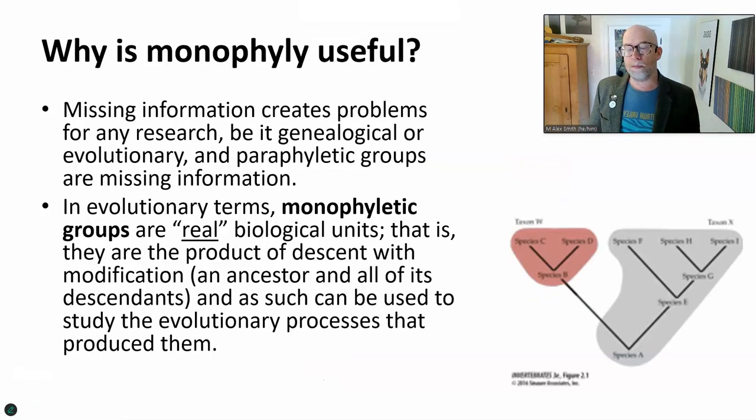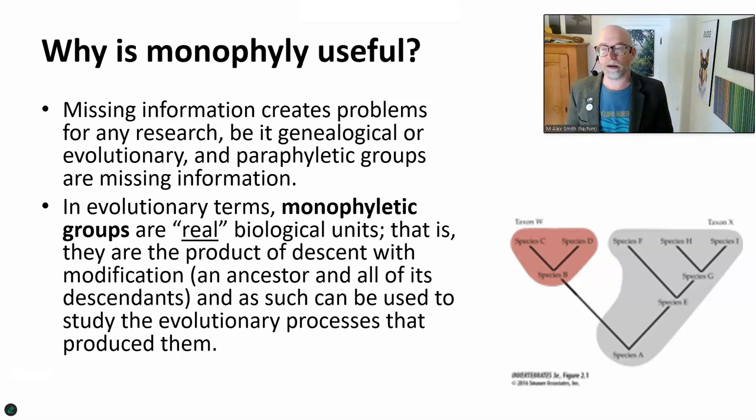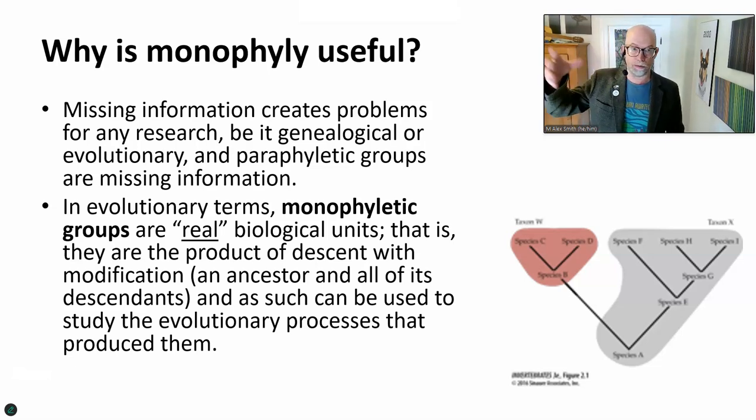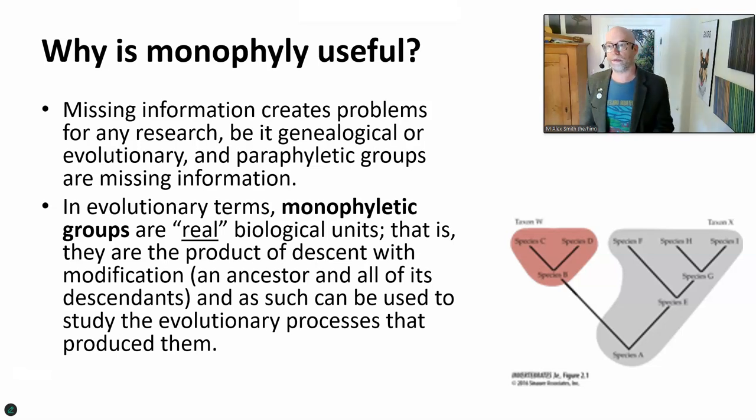So then why is monophyly useful? Why is Smith advocating for monophyly as a principal mechanism for the strength of phylogenetic systematics to accelerate our understanding of the invertebrate world, which is the animal world at large? And that's because essentially it has to do with missing information. So missing information, however you analyze, whatever you're analyzing, creates problems, right? Whether it's genealogical or evolutionary, all of these things.